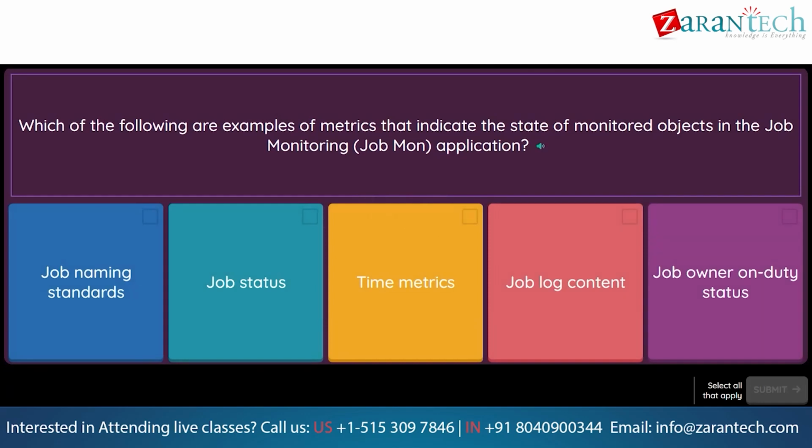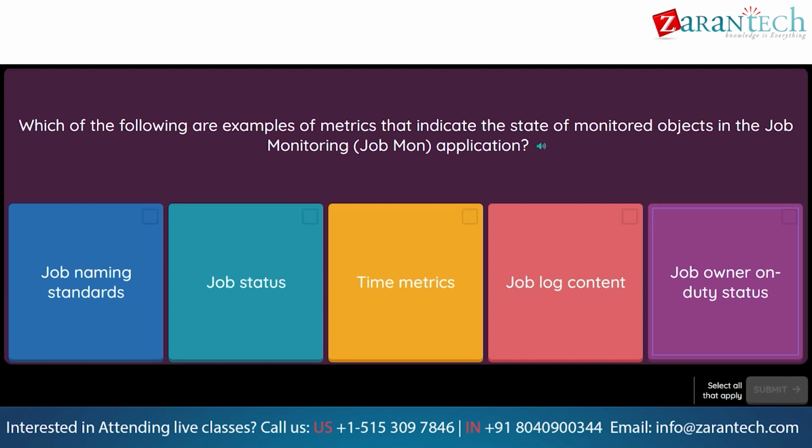Question: which of the following are examples of metrics that indicate the state of monitored objects in the job monitoring, JobMon, application? Option 1: job naming standards. Option 2: job status. Option 3: time metrics. Option 4: job log content. Option 5: job owner on duty status.